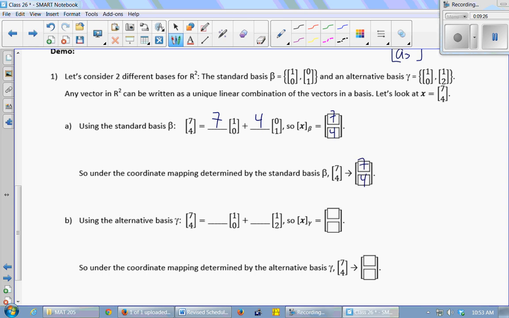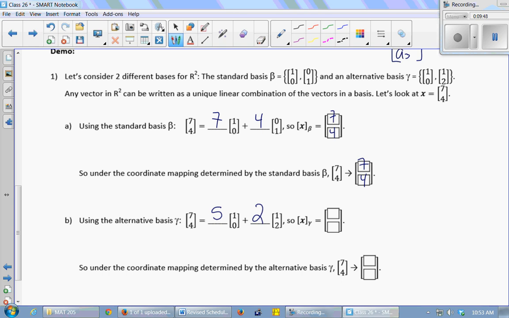Easy. All right, but if I use an alternative basis, say (1, 0) and (1, 2), how do I build (7, 4) as a linear combination of those two vectors? 2 times the second, 5 times the first. 5 times the first, 2 times the second.